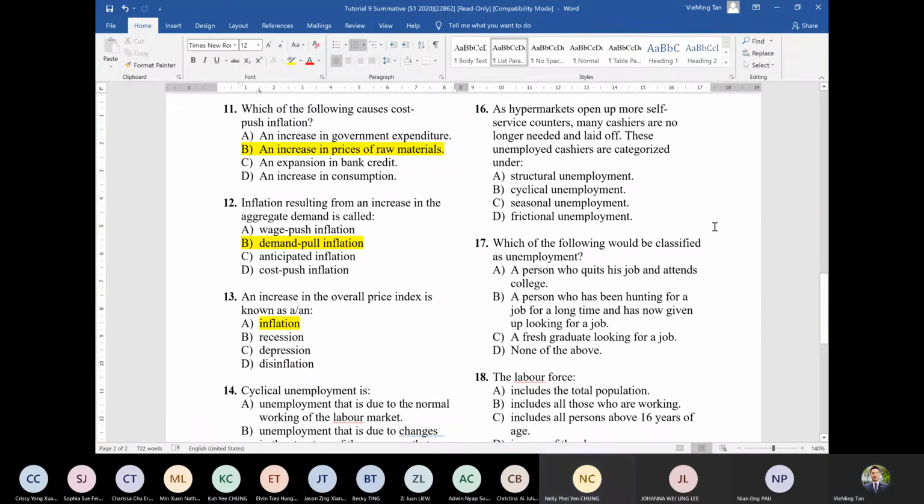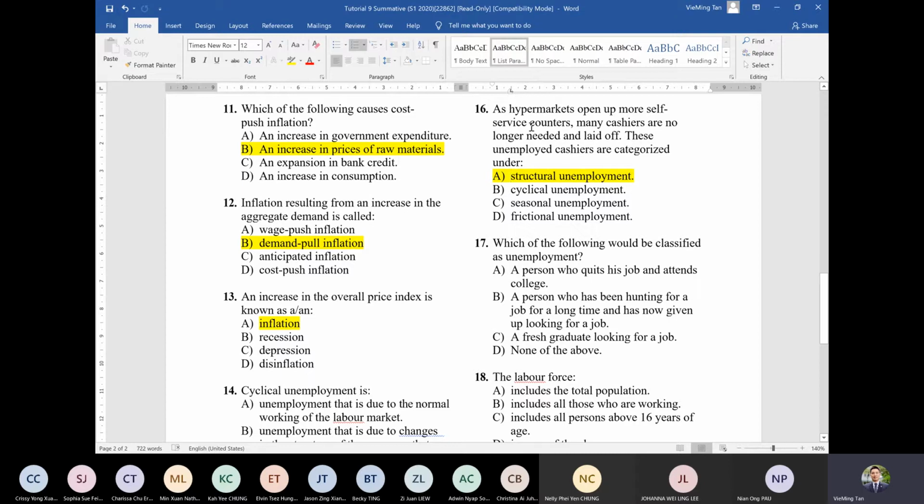As hypermarkets open up more self-service counters, many cashiers are no longer needed and laid off. These unemployed cashiers are categorized under A, structural. Correct, the answer is A. Structural unemployment. The keyword for this question is no longer needed. These cashiers are no longer needed. Why? Because the supermarket is now using self-service.